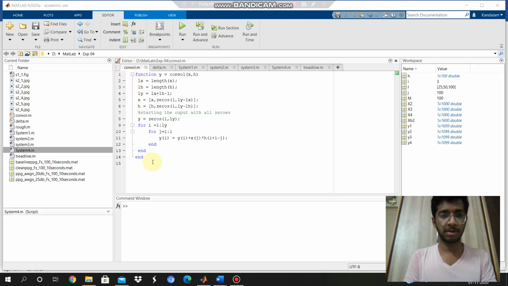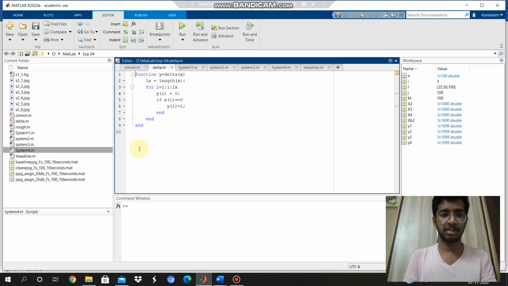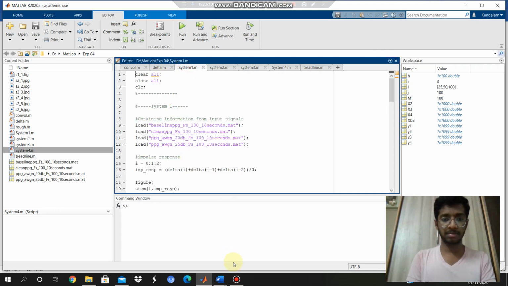This is the code for the convolution function. It takes two inputs, the input signal and the unit impulse response, and this is the code for the delta function. It takes input as the input signal. So first let's consider the first system.